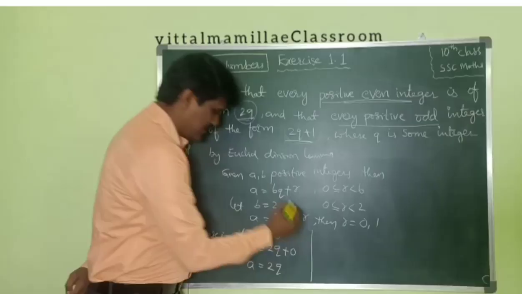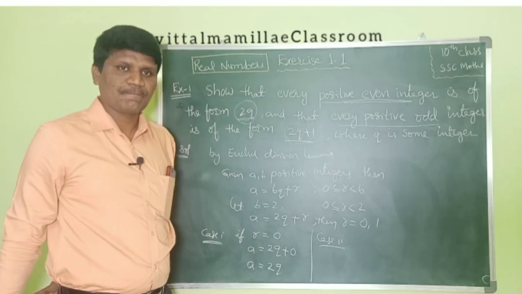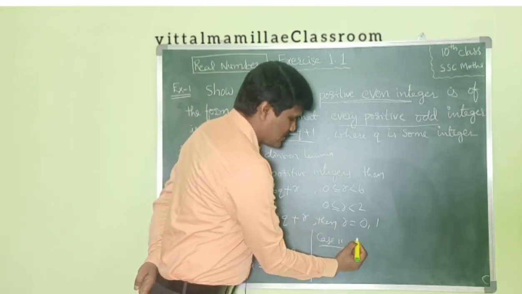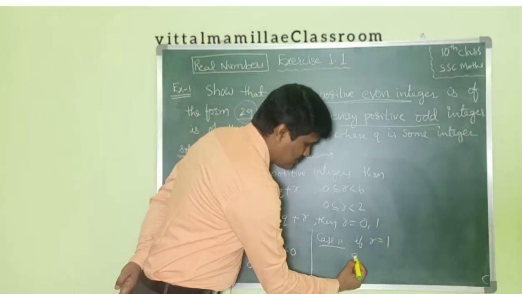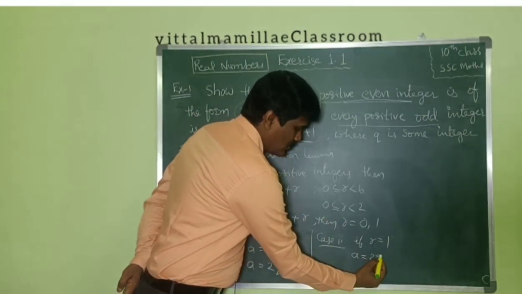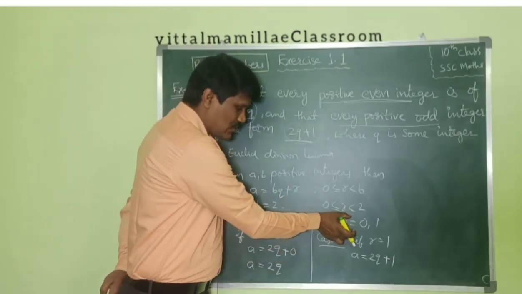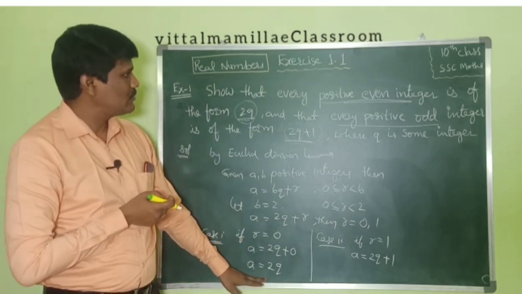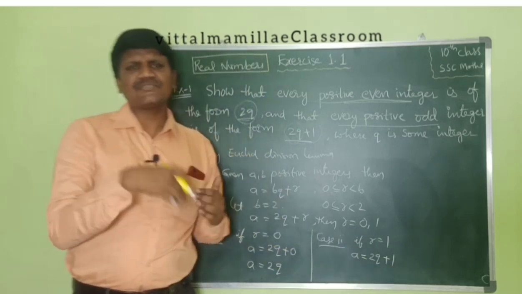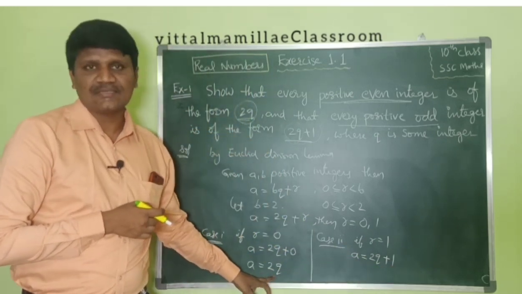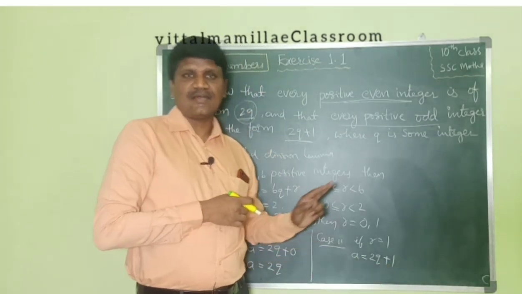And if you take the second case, case 2, if r is equal to 1, what will it become? Every number a is equal to 2q plus 1. So if r is equal to 0, I am getting 2q, and if r is equal to 1, I am getting 2q plus 1. As we already know, 2q is an even number, and 2q plus 1 is an odd number.